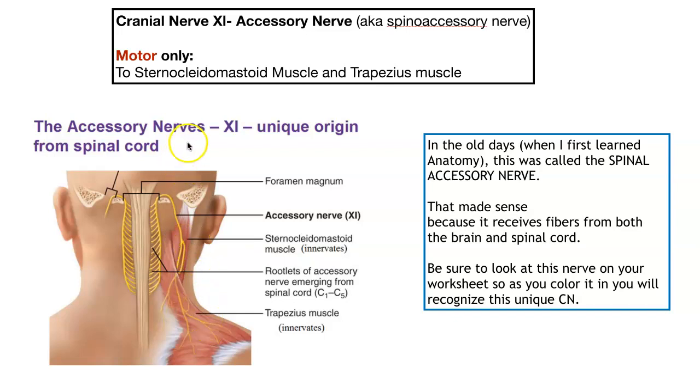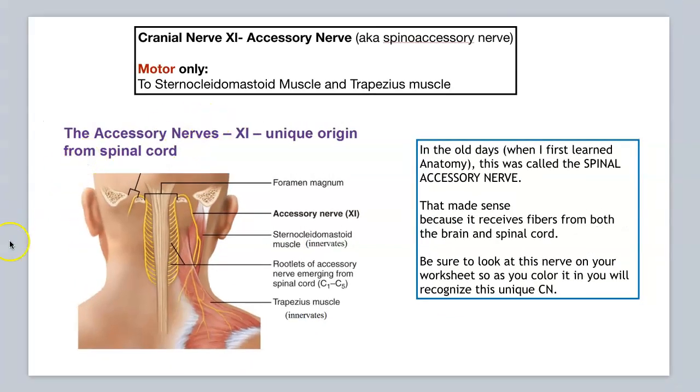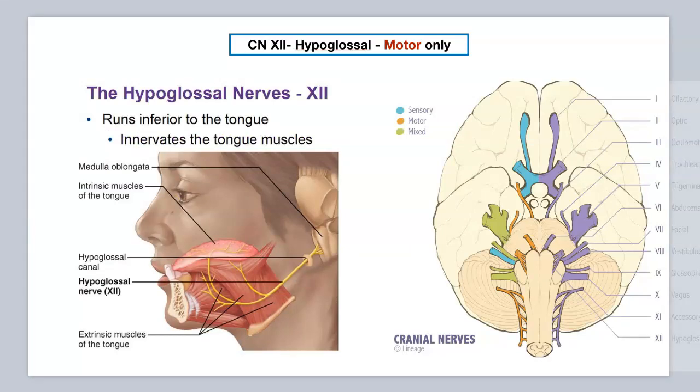So the accessory nerve. Last one. Hypoglossal, another motor only. Hypo means below the tongue. This is innervating basically the tongue. The tongue is a muscle. So this is the hypoglossal here.